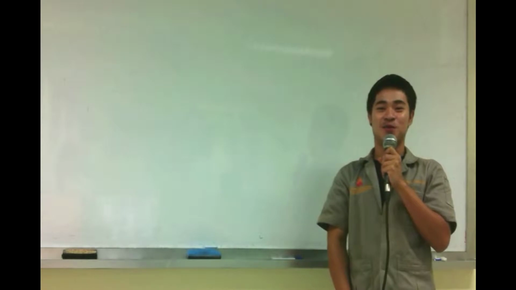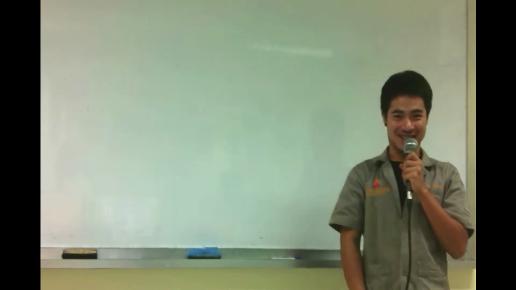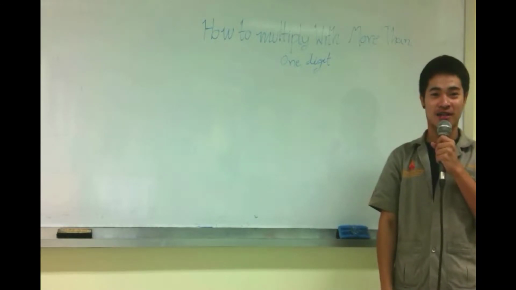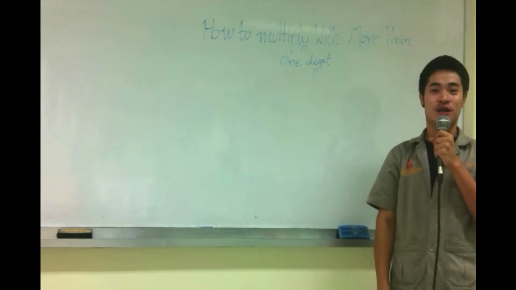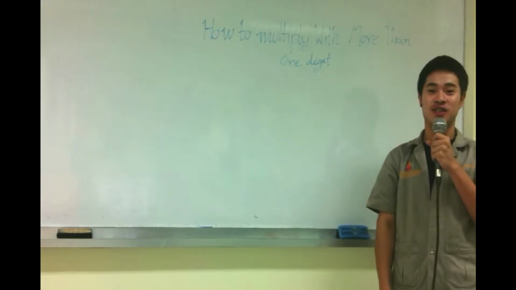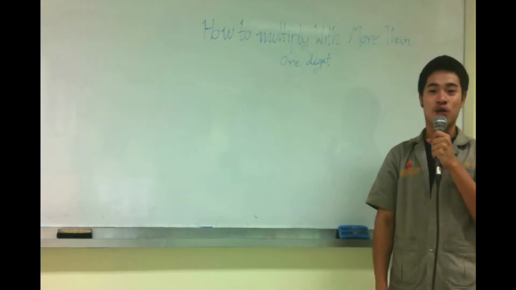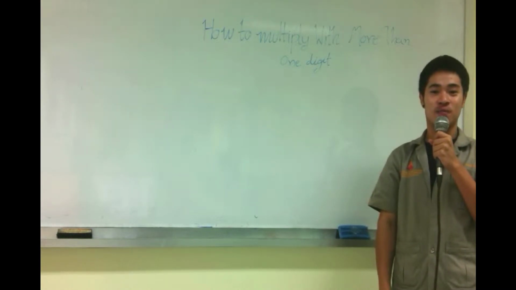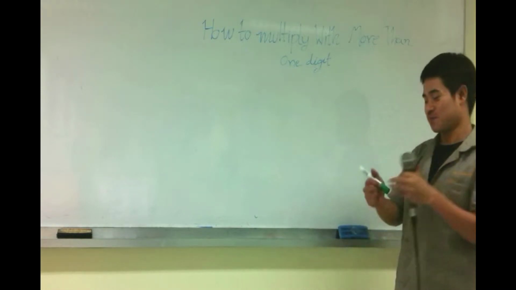Today I explain how to solve problems multiplying more than one digit. Let's do it. You have at least two numbers to multiply. It doesn't matter if they are one digit, two digits, or even ten-digit numbers. You just need more than one number to multiply. For example, 23 and 40.